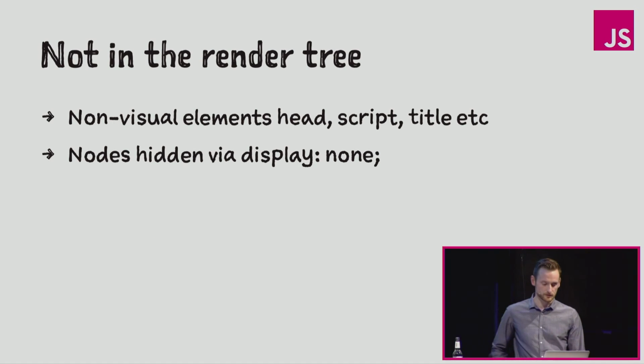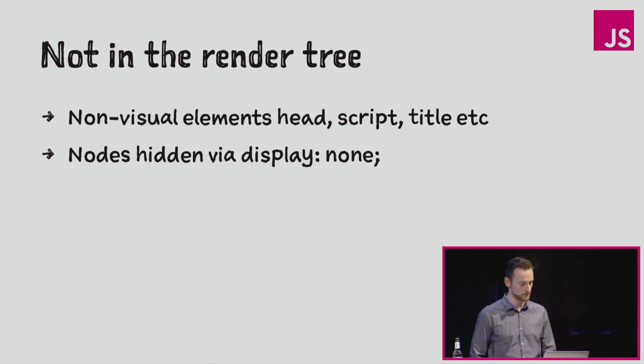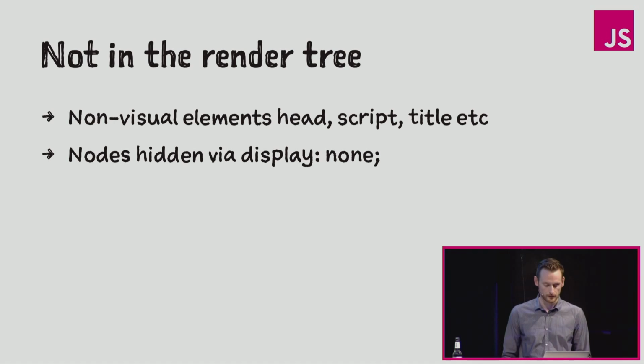Like I said, it's not a one-to-one mapping, so the things that are not in the render tree are all non-visual elements. Your head, your scripts, your titles, any node that's hidden by display none, or any node that has a parent hidden by display none, won't make it into the render tree because it doesn't need to show up on the page.